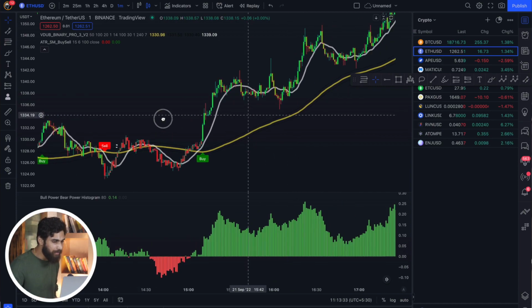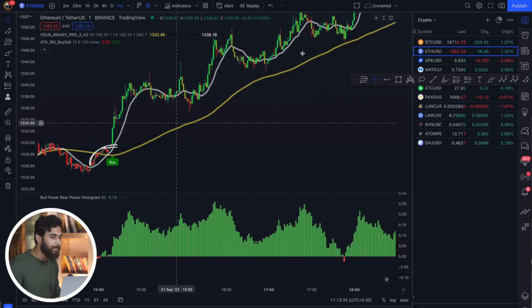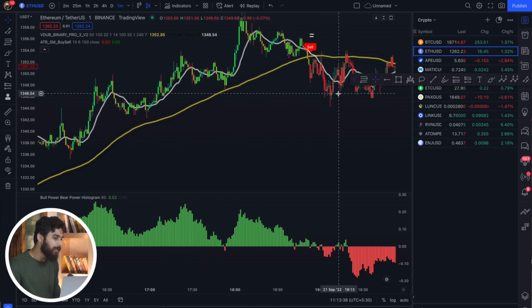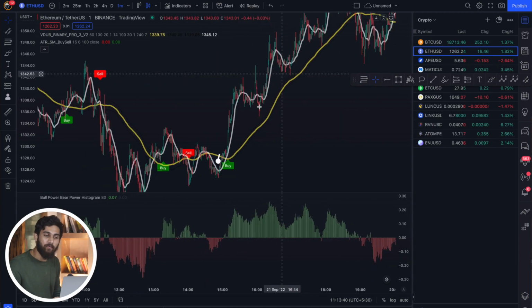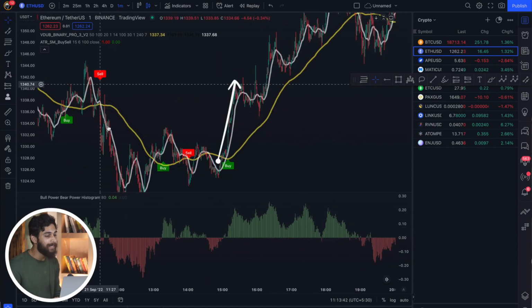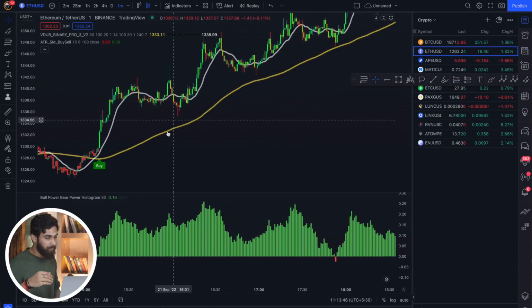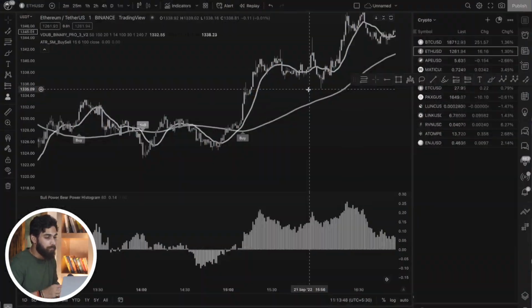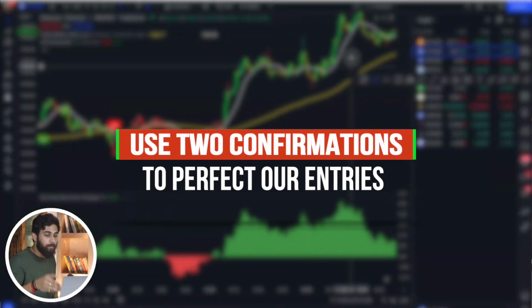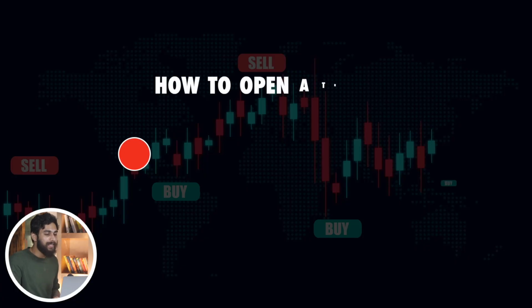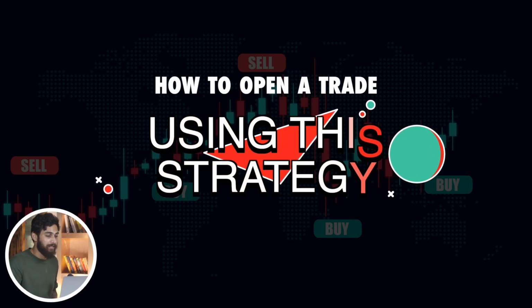As you can clearly see, the indicator is already giving us a buy and sell signal, and every time it gives a buy signal, the price moves up, and every time it gives a sell signal, the price moves down. But then many a times this may fail. So we will use two different confirmations to perfect our entries. So let us see how to open a trade using this strategy.